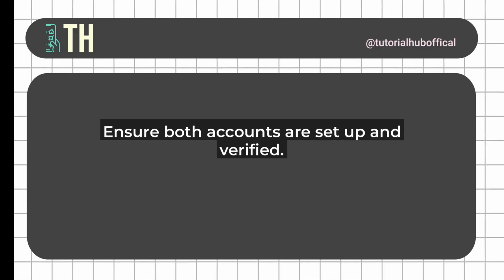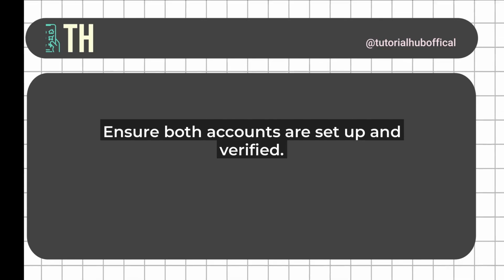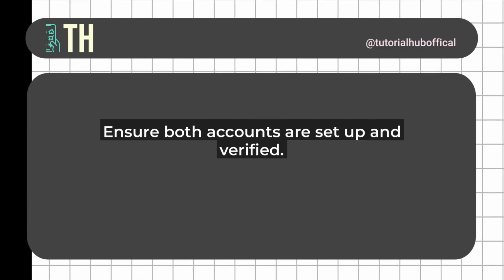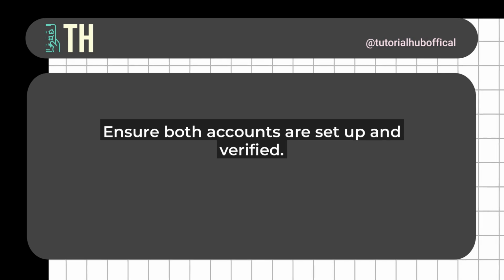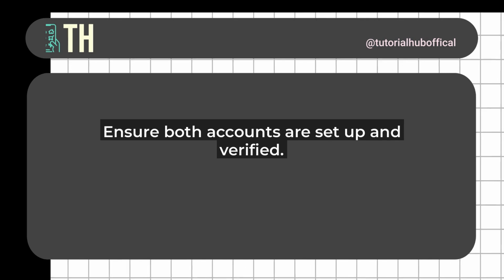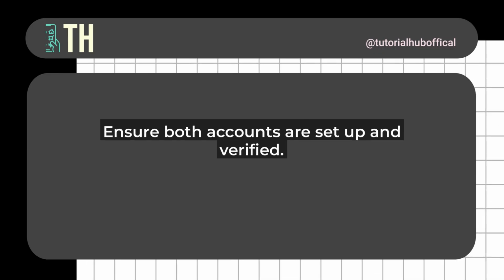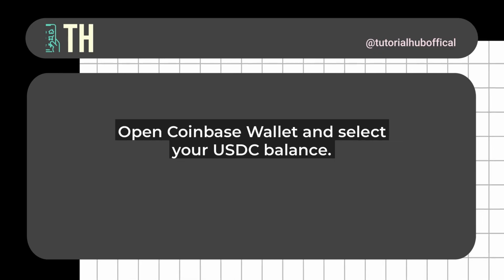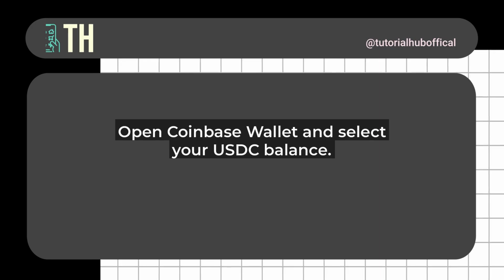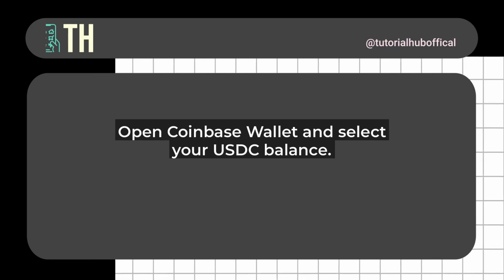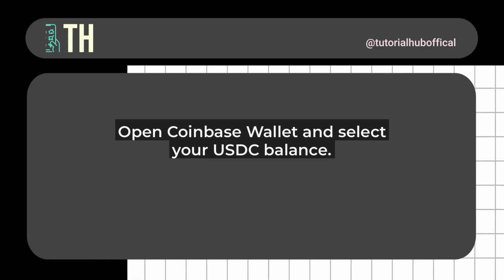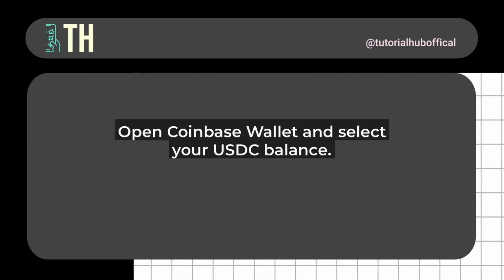Let's dive right in. First things first, make sure you have both a Coinbase wallet and a Robinhood account set up. You'll need USDC in your Coinbase wallet and the exact Robinhood wallet address handy to avoid any hiccups. Why is this important? Well, in 2025, blockchain transactions are faster and more secure, but accuracy is key to prevent fees or lost funds.